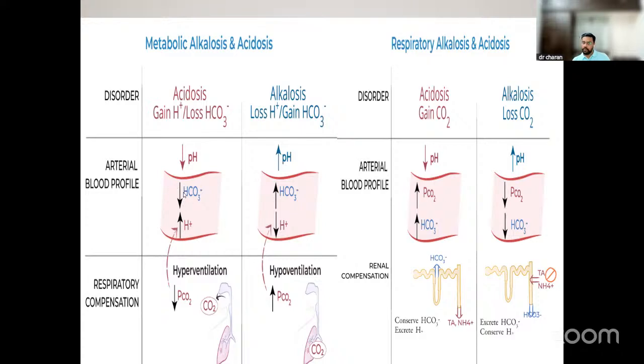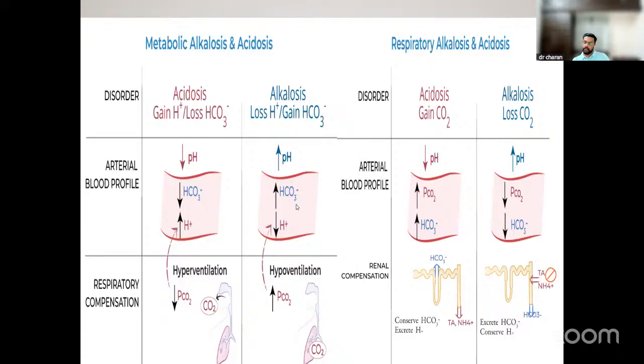So what happens? Kidney is affected. Lung tries to compensate by pushing out carbon dioxide. So carbon dioxide is pushed out so that the patient's blood carbon dioxide goes down, and this to a certain extent causes alkalosis and compensates for the metabolic acidosis. When there is a metabolic alkalosis, there is an increase in pH because of an increase in bicarbonate.